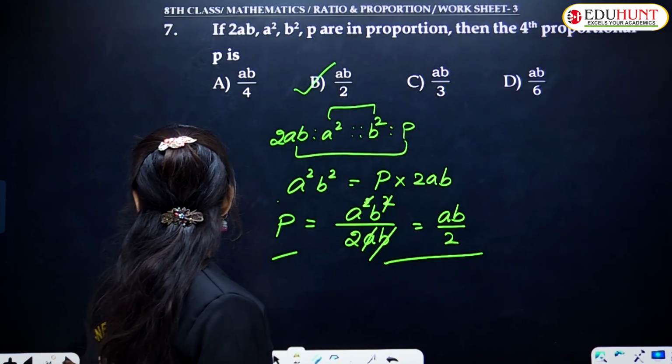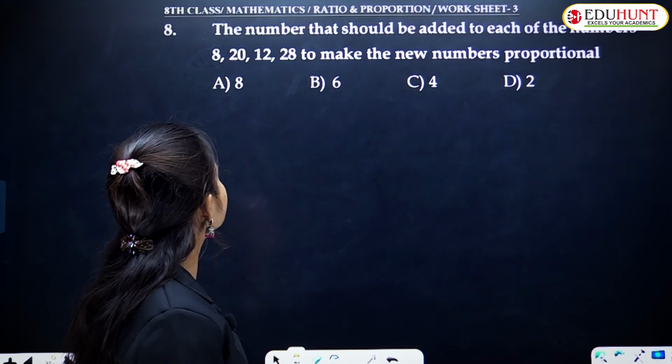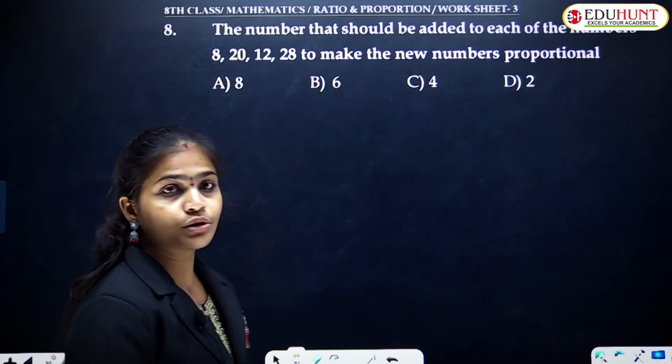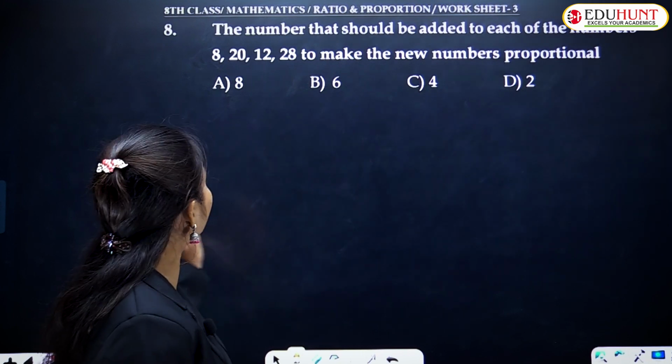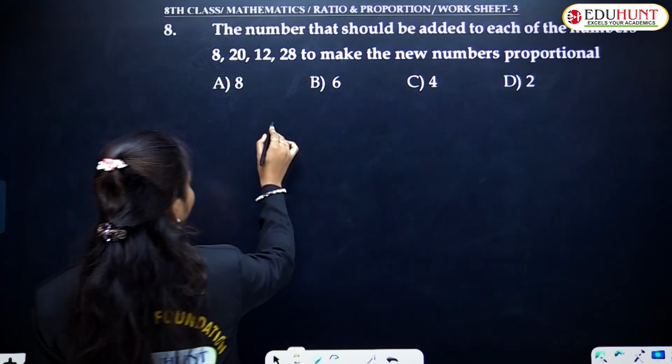Okay, see here, next the 8th question, what is given? The number that should be added to each of the numbers. So what are the given numbers here?